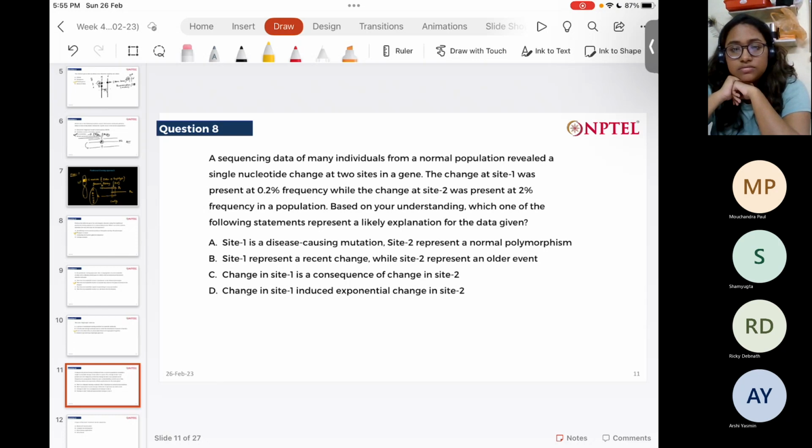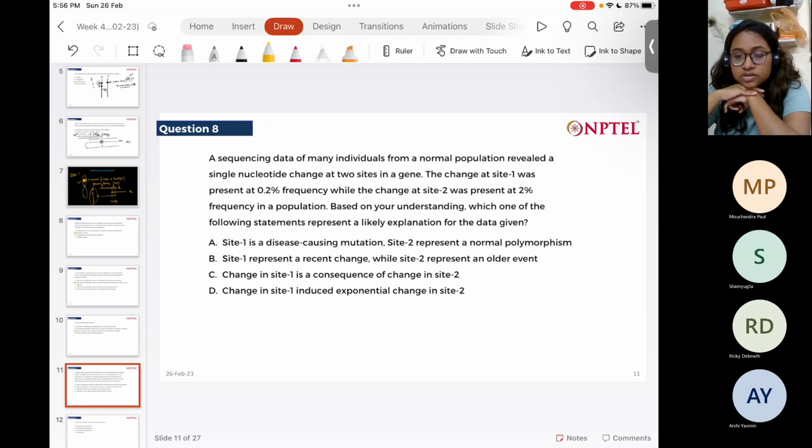Read the question again, or let me repeat that for you. A sequencing data of many individuals from a normal population revealed a single nucleotide change at two sites within a gene. The change at site 1 was present at 0.2% frequency, while the change at site 2 was present at 2% frequency in a population. So based on your understanding, which one of the given statements represents a likely explanation for the given data?